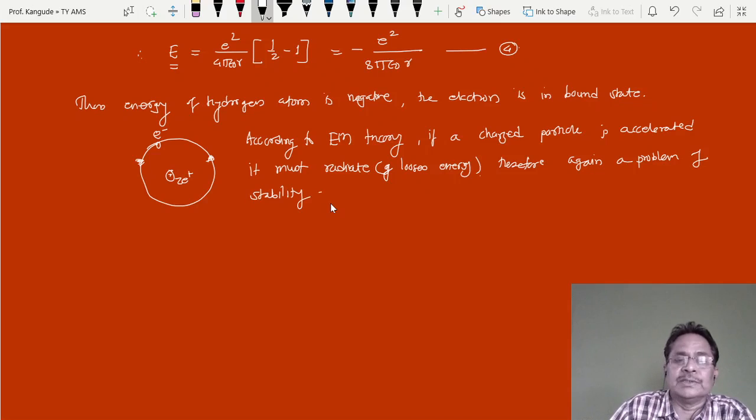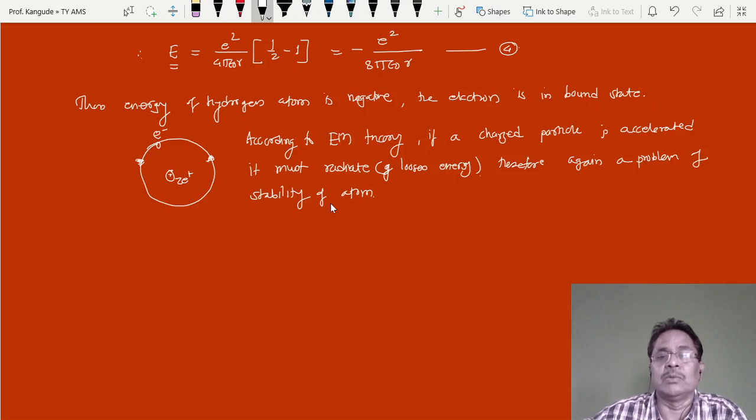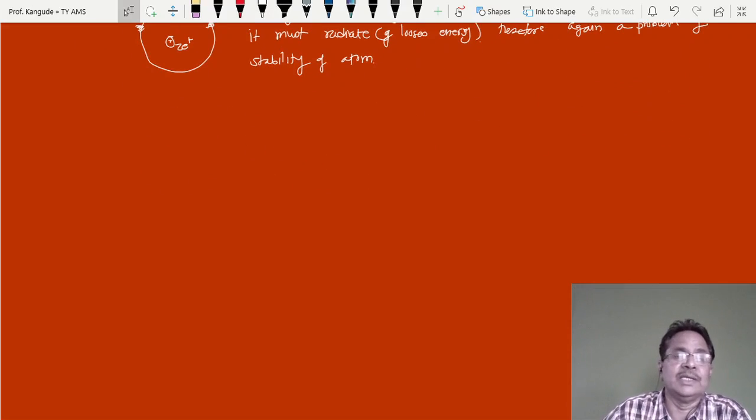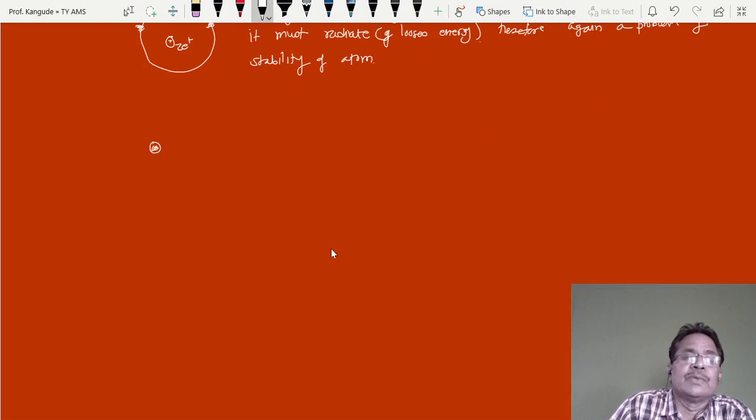Stability of the atom, or nucleus. Or in some books you will find this type of diagram. So what is this diagram? This is the nucleus. The electron is revolving in this orbit initially as shown here, and this is the Ze nucleus. Because of this accelerated motion, the electron loses its energy, undergoes a spiral motion, and finally reaches the nucleus.